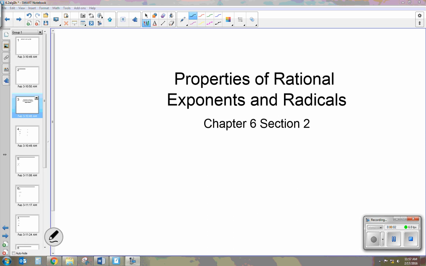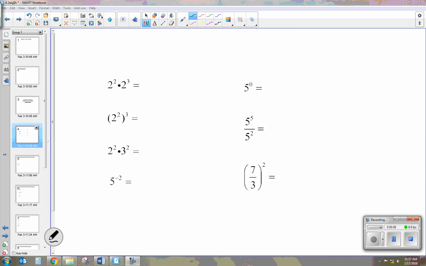Today we're going to talk about properties of rational exponents and radicals. So first we're just going to cover some basic properties. If two numbers have the same base, in this case 2, we can add their exponents in order to simplify. So we just do 2 to the 5th, which is 2 plus 3.